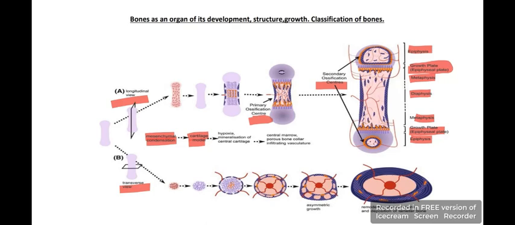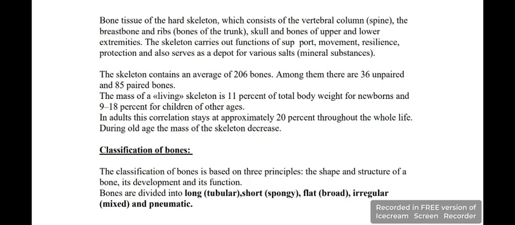Now here is a transverse view. This is the longitudinal and this was the transverse view. How does the bone look? Now we would say about bone tissue of the hard skeleton, which consists of the vertebral column, which is the spine, the breastbone, the ribs, the bones of the trunk. Breastbone means the sternum, and the skull, the bones of the upper limb and the lower limb and its extremities. The skeleton carries out the functions of support, movement, resilience, protection, and also serves as a depot for various salts.